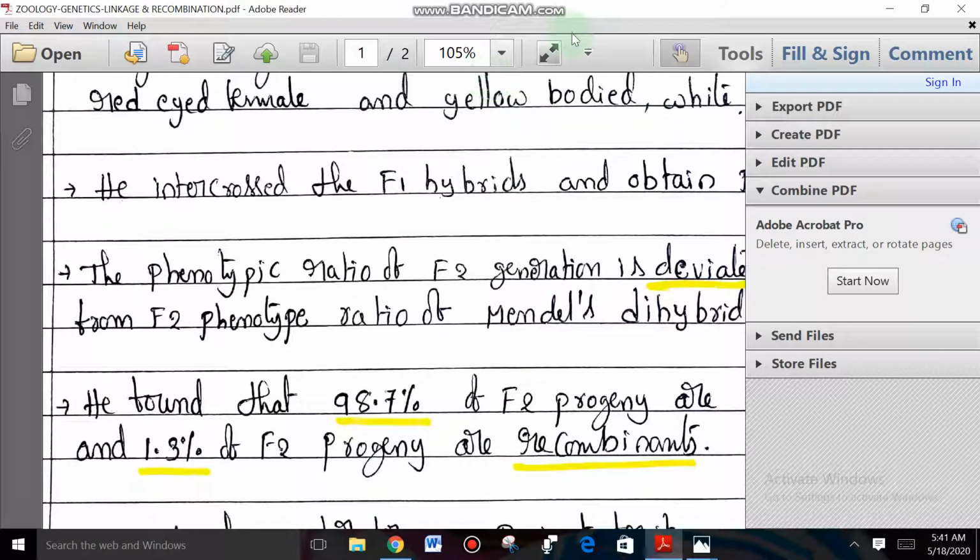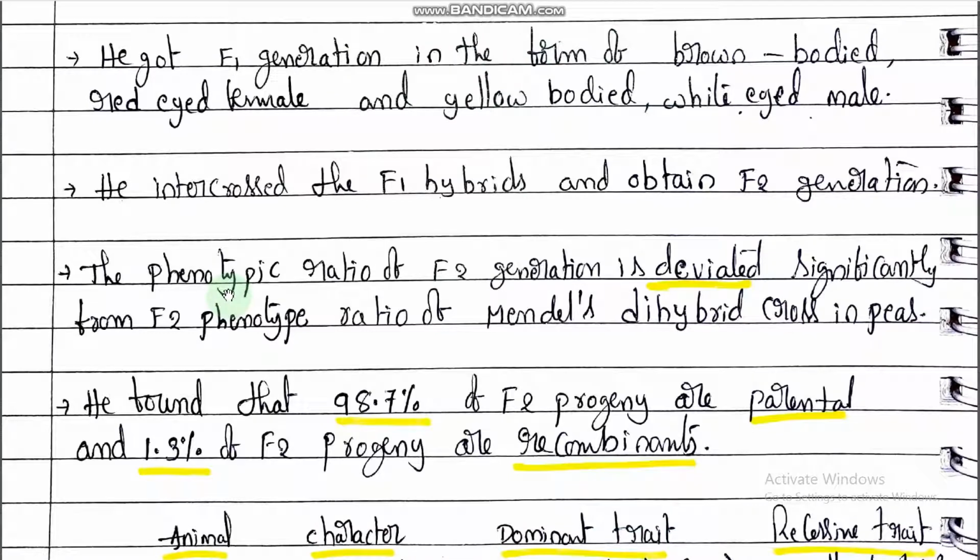Right? So here the phenotypic ratio of F2 generation is deviated significantly from the F2 phenotypic ratio of Mendel's dihybrid cross in peas. In Mendel, what is the phenotypic ratio in a dihybrid cross? 9 is to 3 is to 3 is to 1. What is the genotypic ratio? 1 is to 2 is to 2 is to 4, 1 is to 2, 1 is to 2 is to 1. That is the genotypic ratio.